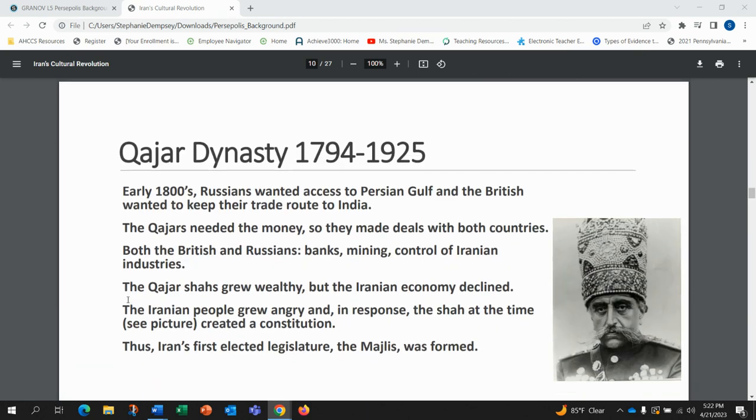We had the Qajar dynasty. Early in the 1800s, Russians wanted access to the Persian Gulf, and the British wanted to keep their trade route to India. So the Qajars needed the money, and they made a deal with both countries, giving both the British and Russian banks control of Iranian industries. The Qajar Shahs grew wealthy, but the Iranian economy declined. The Iranian people grew angry, and in response, the Shah at the time, as you can see in the picture here, created a constitution. Thus, Iran's first elected legislature, the Majlis, was formed.